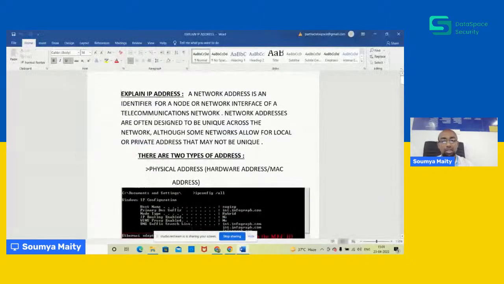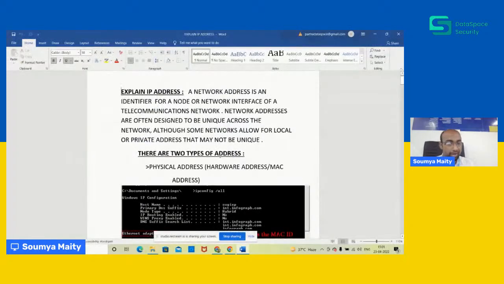So today I will discuss IP addresses. What is an IP address? A network address is an identifier for a node or network interface of a telecommunications network. Network addresses are often designed to be unique across the network, although some networks allow for local or private addresses that may not be unique. So, every IP address has to be unique to access the internet.